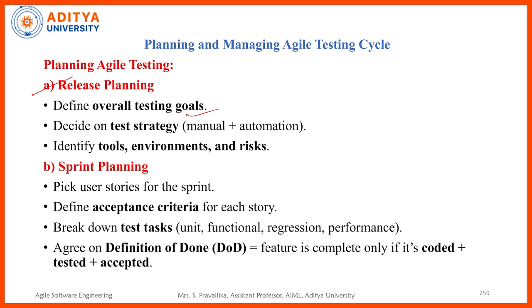Second one, decide on test strategy: manual plus automation. Defining the test strategy indicates that we have two categories of testing. One is manual and the second one is automation. So we need to decide which type of testing we need to follow. We may have manual, automation, or both. So we are going to plan according to the test strategy.